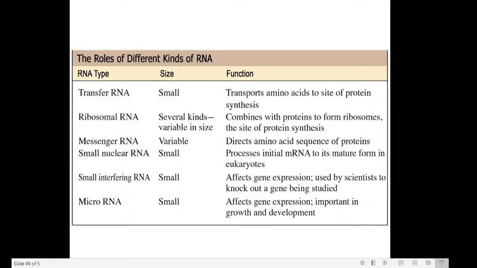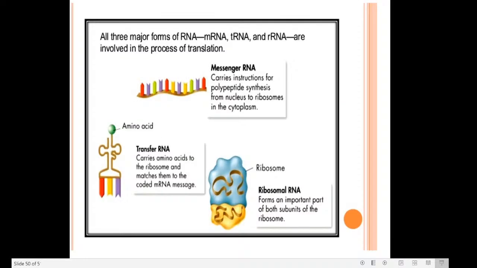MicroRNA is a small RNA that affects gene expression and is important for growth and development. Here is the structure of three different RNAs, included because questions may be asked on this. Messenger RNA is a single stranded one. For transfer RNA, we discussed the tRNA structure in earlier classes. Then ribosomal RNA is a group of them.